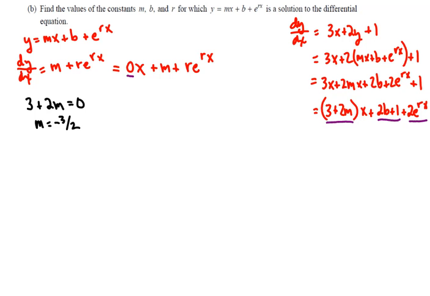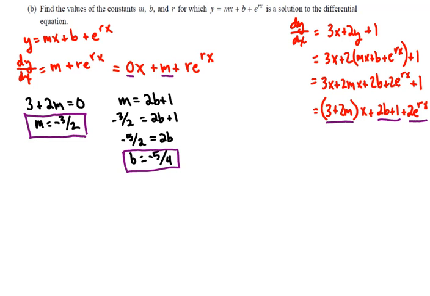And then we have that 2b plus 1 on the right side is equal to m on the left. And so that means that m is equal to 2b plus 1, and plugging in negative 3 halves for m, we get negative 3 halves is equal to 2b plus 1. Subtracting 1 from both sides gives us negative 5 halves equals 2b. And finally that b is equal to negative 5 fourths. And finally we see that r e to the rx is the same as 2e to the rx. And this indicates that r has to equal 2.